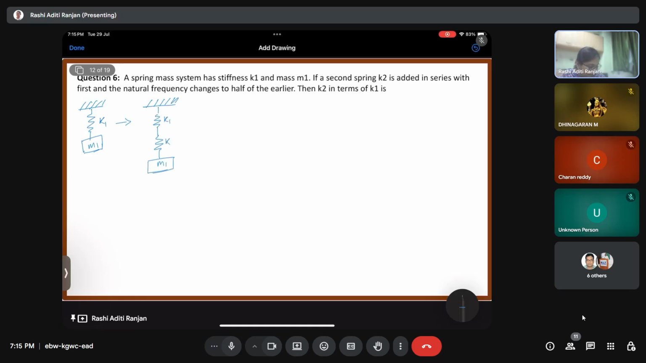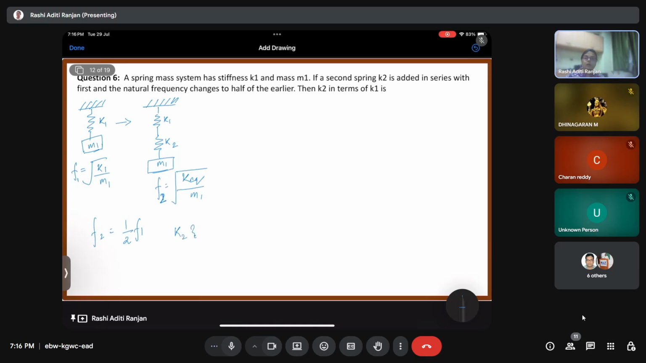K1, K2. Okay. This had a frequency of, and this will have a frequency of root of KEQ by M1. This is F1. Okay, we'll call it F1, F2 to avoid any kind of confusion. So we have that the natural frequency changes to half of the earlier. F2 is equal to 1 by 2 of F1. So we need to find K2.